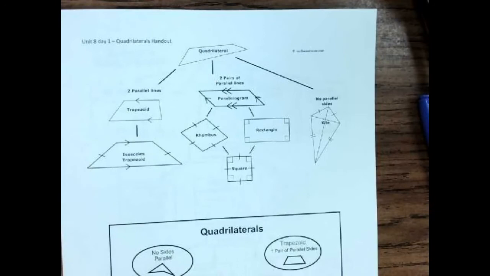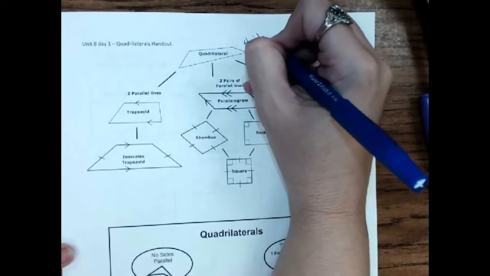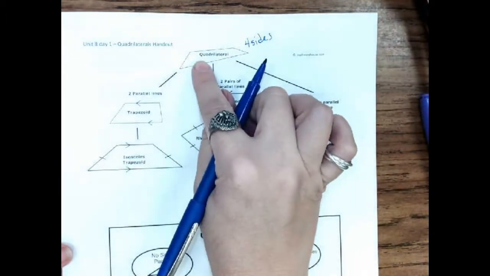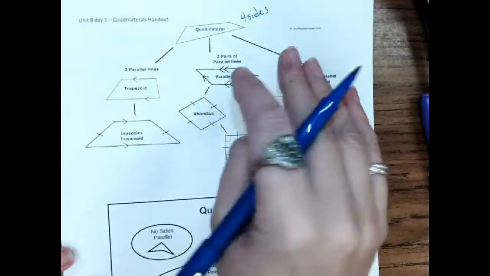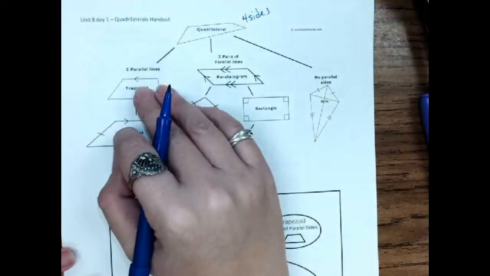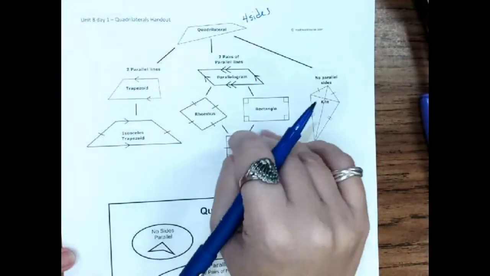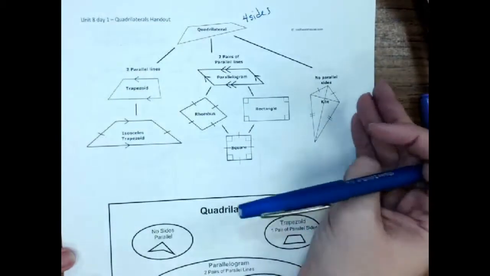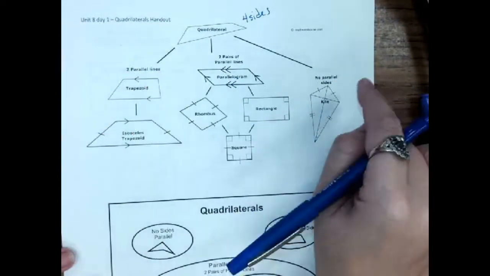A quadrilateral is any figure with 4 sides. So a quadrilateral can be like this. It can be anything with 4 sides. And then these are all special quadrilaterals. So a quadrilateral, if it has 2 pairs of parallel lines, these are parallelograms, all the ones in the parallelograms. Or we can have just 1 set of parallel sides, or it can have no parallel sides.